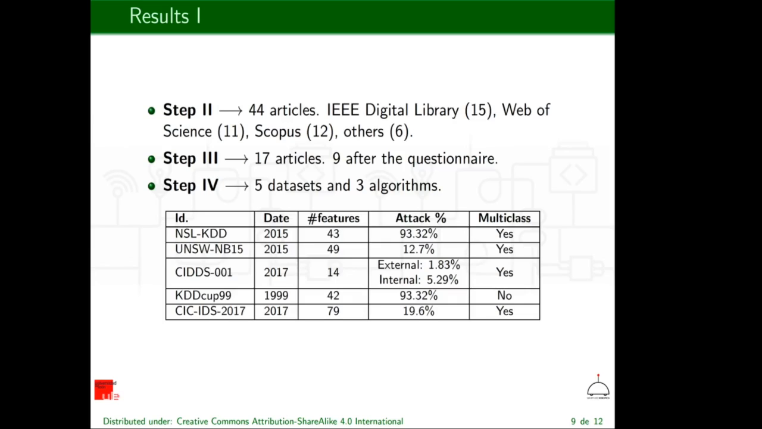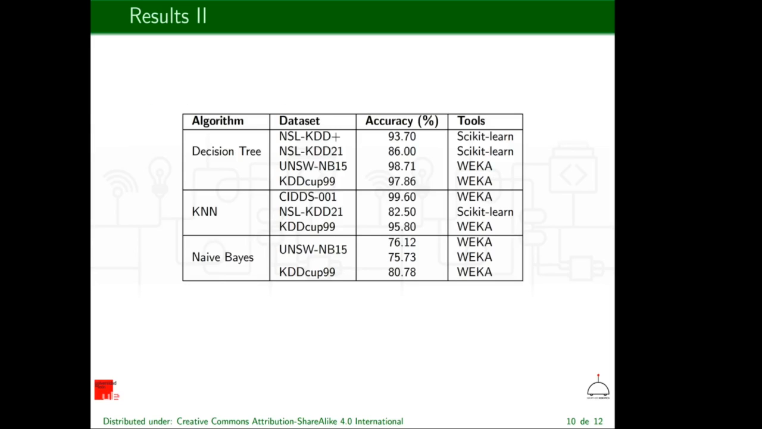Relating to the data extraction, we focus on 2 main elements when analyzing the selected articles: the datasets and the algorithms used. The articles analyzed cite 5 datasets, as you can see in the table, and regarding the algorithms, the most frequently used are decision tree, k-nearest neighbors, and naive Bayes, which are used in 33% of the articles. Their accuracies on different datasets and the tools used are shown in the table. As seen in the table, the most used tool is Weka.